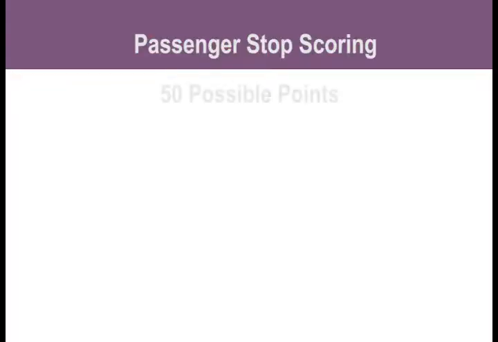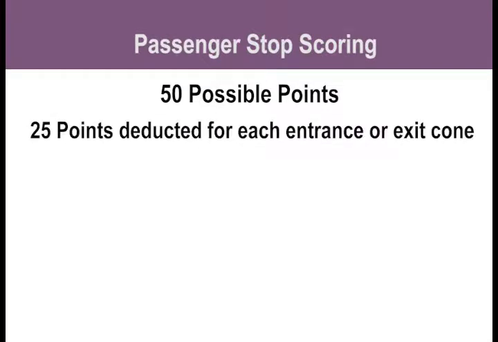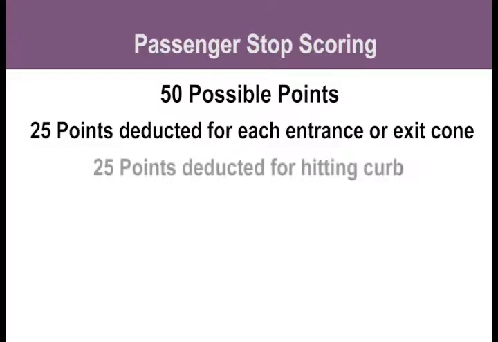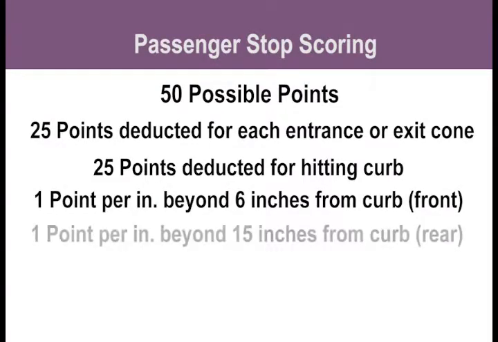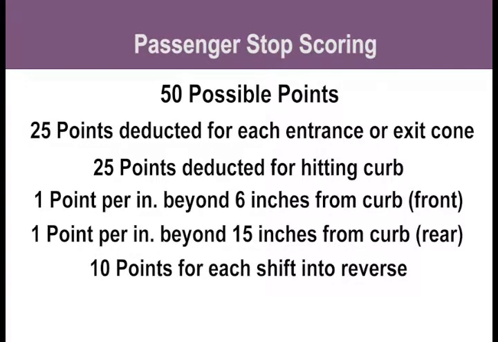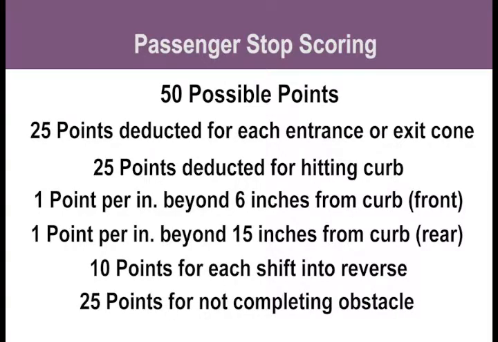The contestant can score 50 points on this obstacle. If he or she touches an entrance or exit cone, 25 points are deducted for each cone. If the curb is touched, 25 points are deducted. 1 point is deducted for every inch the front tire is beyond 6 inches, and for every inch the rear tire is beyond 15 inches. All distances are rounded up to the next inch. Each time the contestant shifts into reverse, 10 points are deducted, and if the contestant does not complete the obstacle as designed, 25 points are deducted.